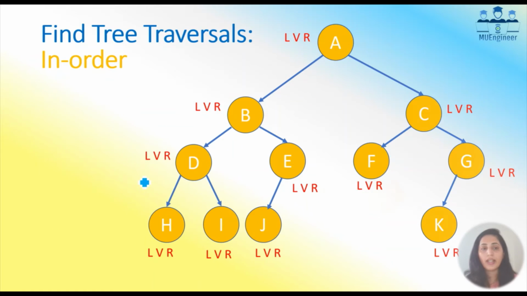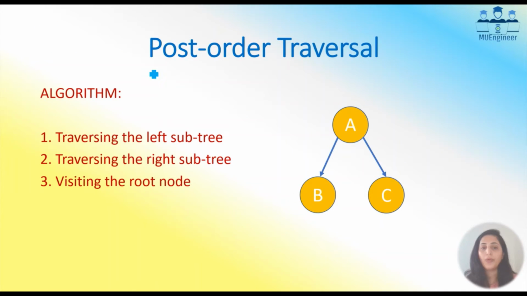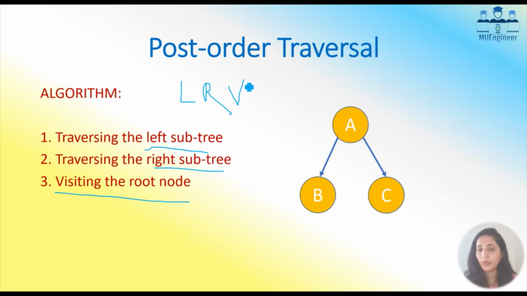Now let's understand the next traversal sequence, that is post-order traversal. This is the third and last traversal technique. What happens in post-order is we first traverse the left subtree, then we go to the right subtree, and finally we visit the root node, or we write down the value of the root node, that is LRV notation. So here we'll go to the left, that is B, then C, and finally A. So the output will be B, C, A. Now this is all about post-order traversal.